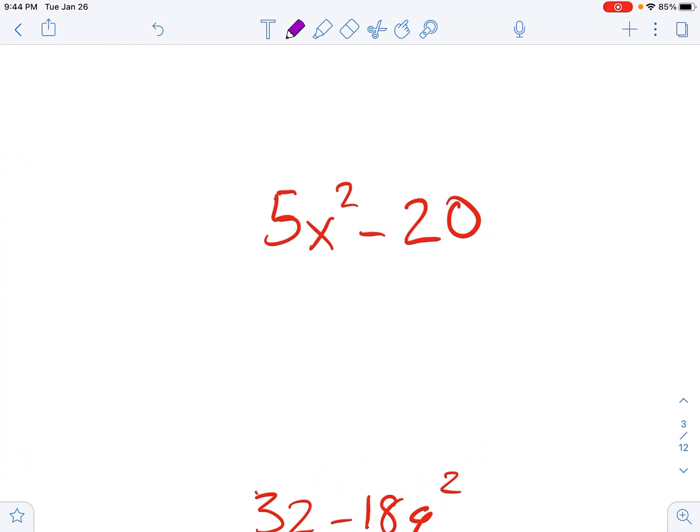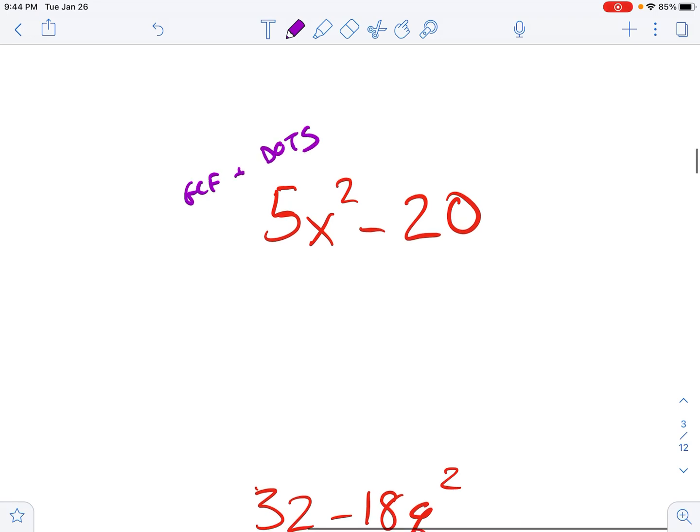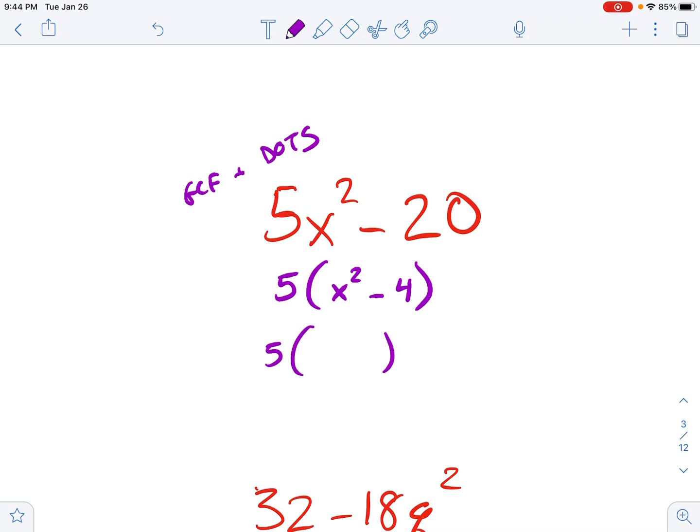You will come across having to combine taking out the greatest common factor and then using the DOTS technique. So we'll remove a 5 from both terms. You might think you're done factoring, but you're not. We'll keep our 5, but now let me try to break this binomial into two more binomials.